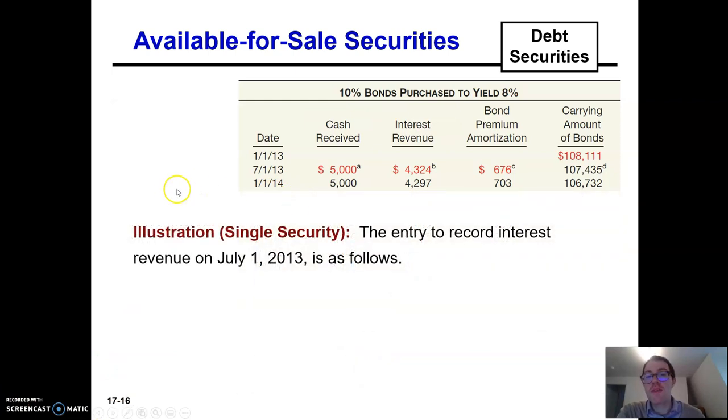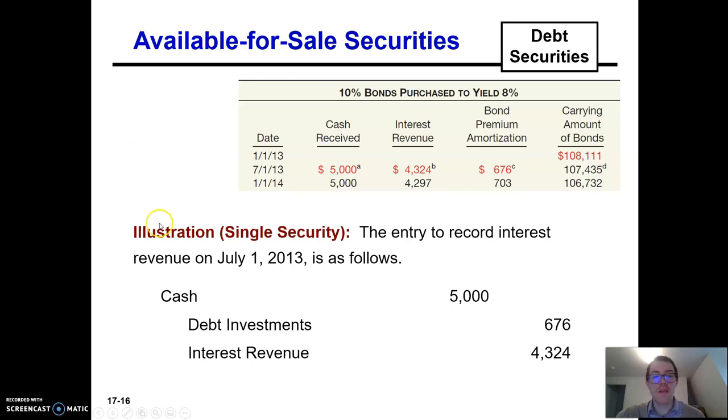So then, how do we record the interest on the first interest period, July 1st, 2013? Well, if we did the amortization table, you have the answer already. Here's what would happen. You get $5,000 cash because it's 10% times 100,000, and it's split up into 2 payments for the year, semi-annually. So $5,000 is your payment. You're going to credit the debt investment account.